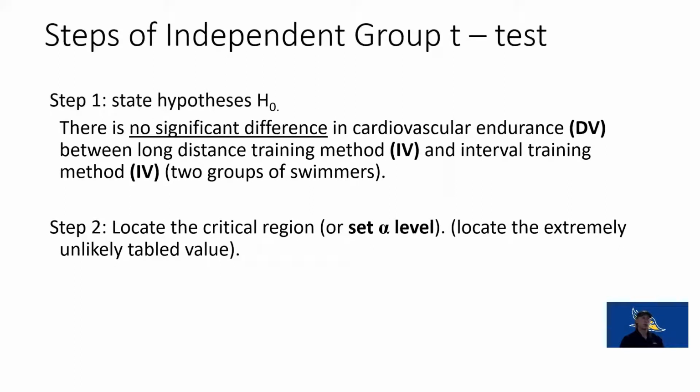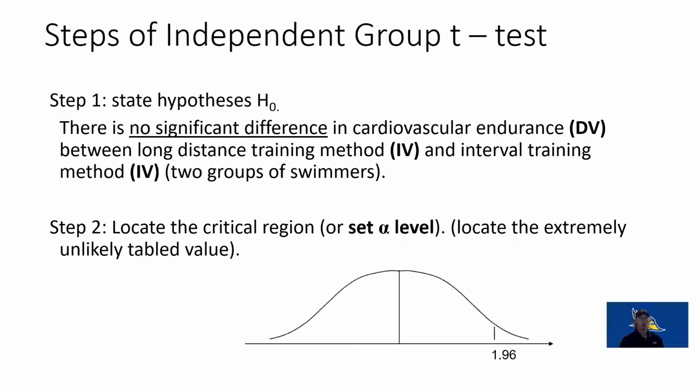Step 2, we would need to locate the critical region or set the alpha level. So locate where on that table is our t statistic or our critical region. Okay, so locate where on that table we can say that we are 95% confident that we have found truth.